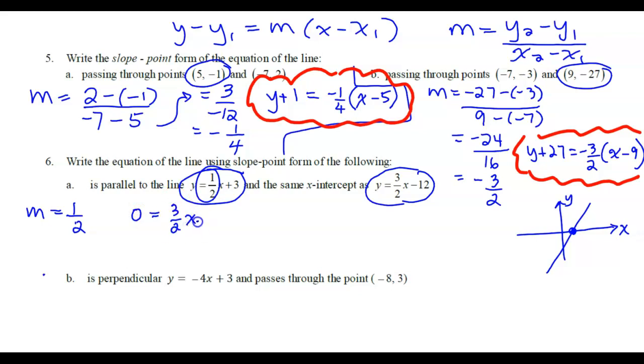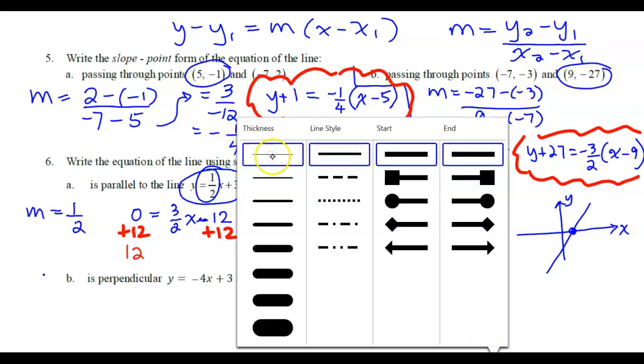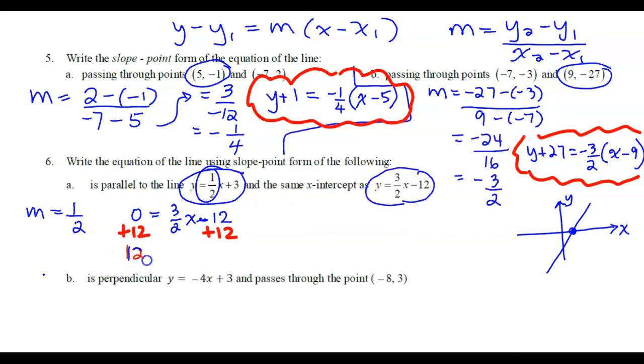If we had a graph, we could just look for it, right? If it was an integer value, we wouldn't have to do the substitution. But now we need to solve this. So we're going to add 12 to both sides. So it's just a solving equation back from junior high.